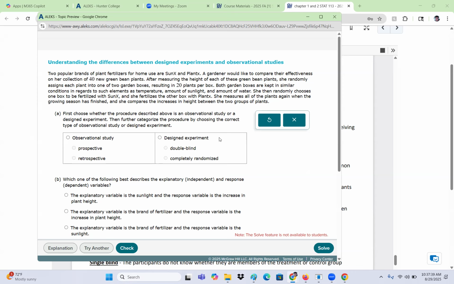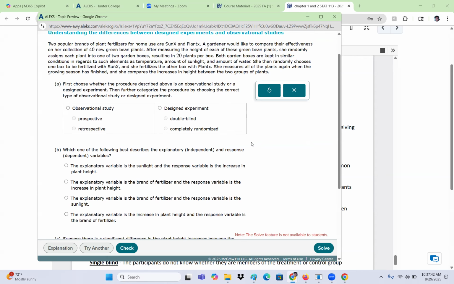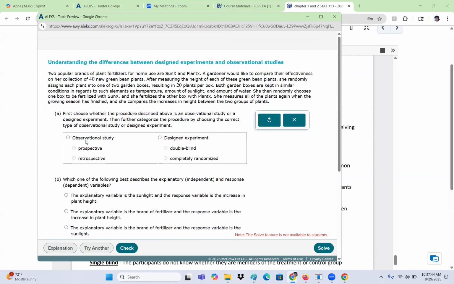All right, so which one is going to be the final answer? What do you think? Would that be an observational study or an experiment?